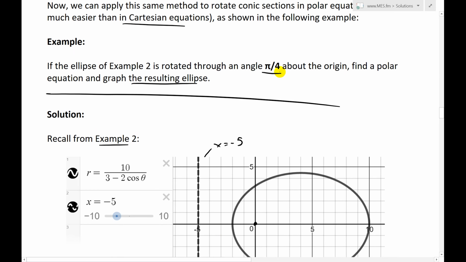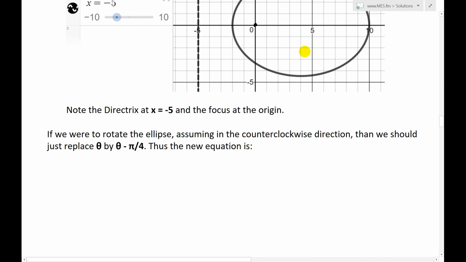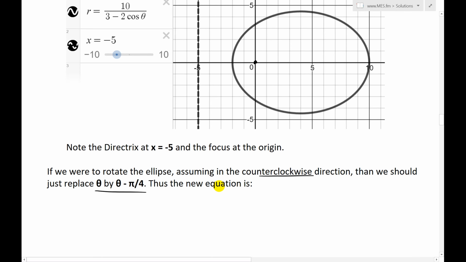And so we want to rotate this by pi/4 about the origin, assuming it's counterclockwise. So if we were to rotate the ellipse in the counterclockwise direction, then we should just replace theta by theta minus pi/4, as explained above.